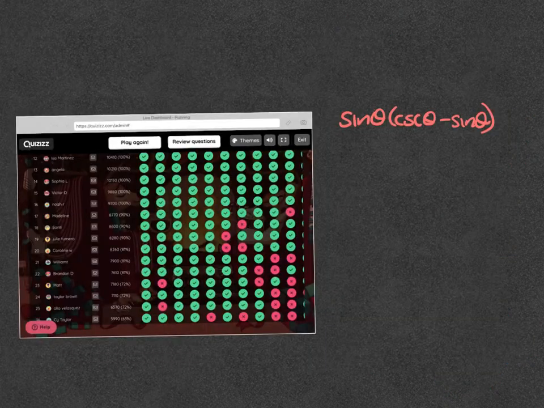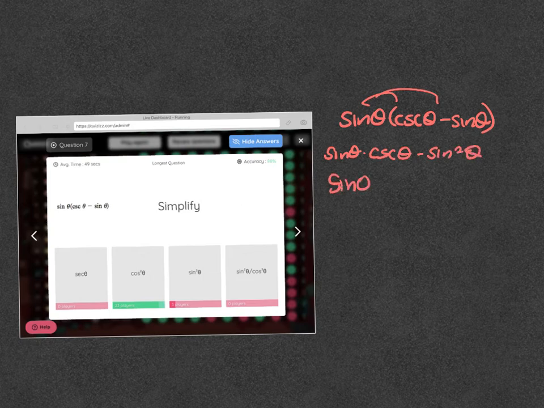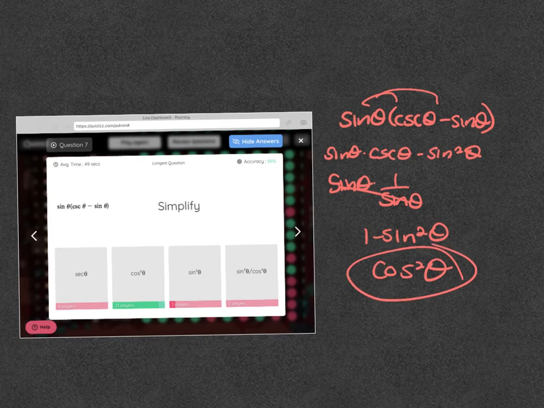Because I made it. I'm going to go over the ones that a lot of you did really, really well on. But this one, I would distribute here and I'd get sine times cosecant minus sine squared. Sine times cosecant becomes 1, because cosecant is 1 over sine, so it's 1 minus sine squared. And that's cosine squared because of your Pythagorean identity.